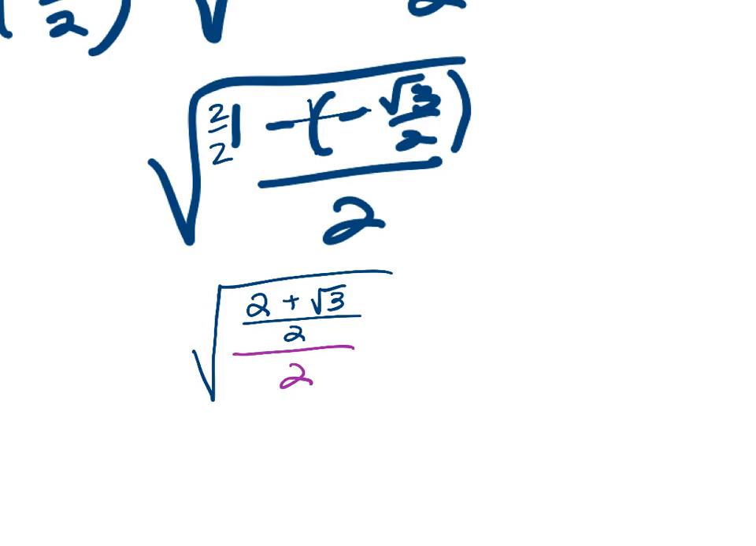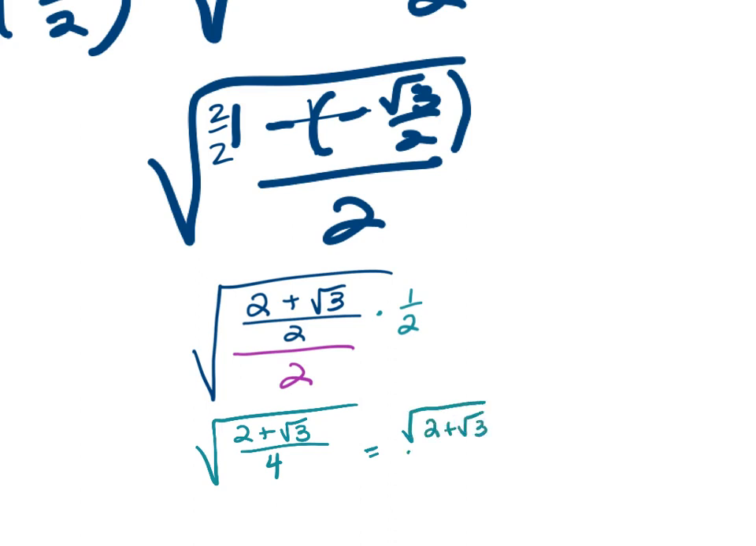Now I've got a fraction within a fraction, so I'm going to do what? Keep, change, flip. This becomes times 1/2. And I get the square root of 2 plus root 3 over 2 times 2, which is 4. And then I split that square root. So this is the square root of 2 plus root 3 over 2. And from the beginning we said it's positive, so it stays this way.